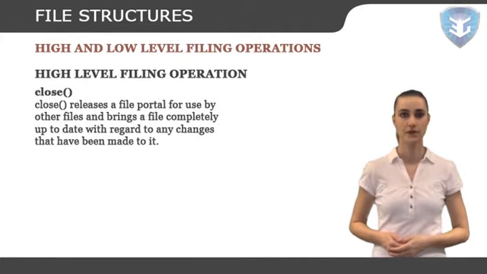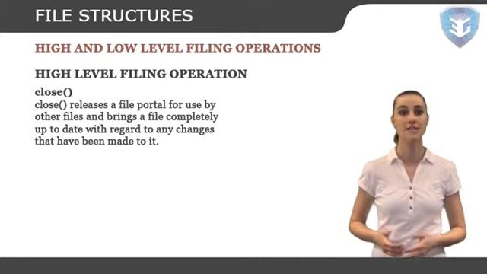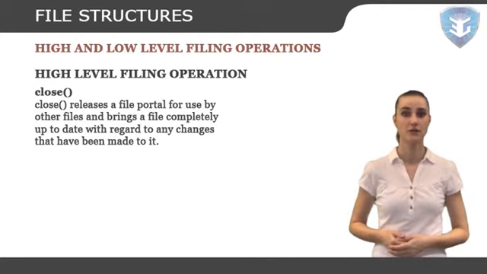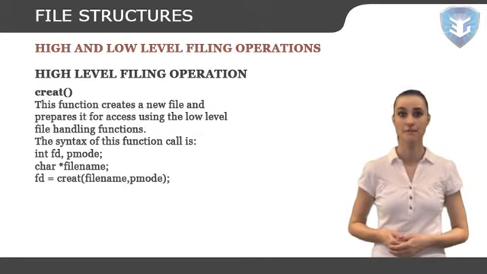close function. The close function releases a file portal for use by other files and brings a file completely up to date with regard to any changes that have been made to it. Like all other filing functions, it returns the value 0 if it performs successfully and the value -1 if it fails. creat function. This function creates a new file and prepares it for access using the low-level file handling functions. If a file which already exists is created, its contents are discarded. The syntax of this function call is given here.